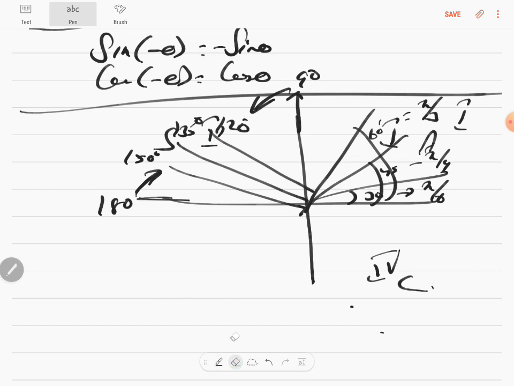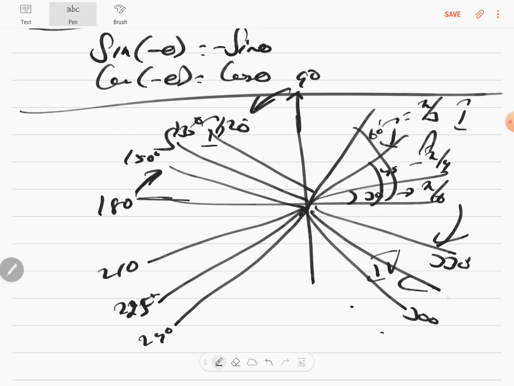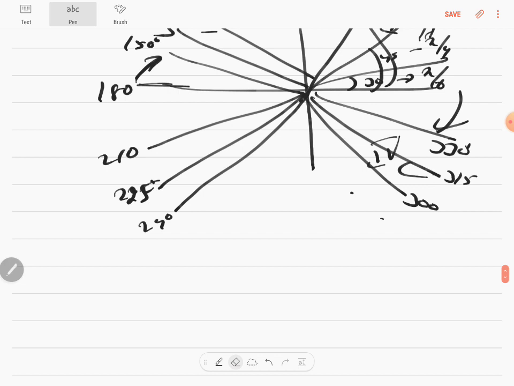Third quadrant: 180 plus 30, 210; 180 plus 45, 225; 180 plus 60, 240. So these are the examples of the third quadrant. To get the fourth quadrant, it's 360 minus 30, 330; 360 minus 45, 315; 360 minus 60, so 300. These are the examples of different angles in different quadrants.